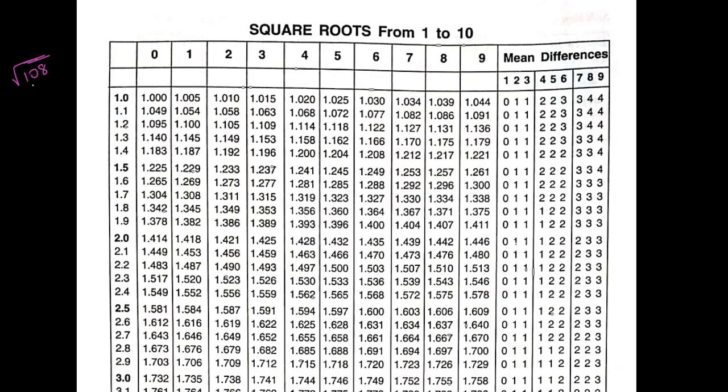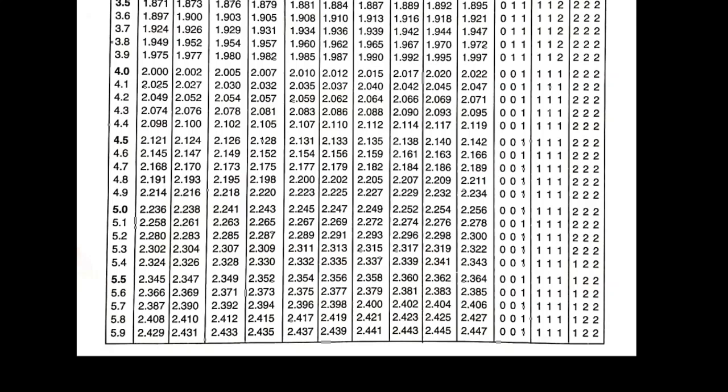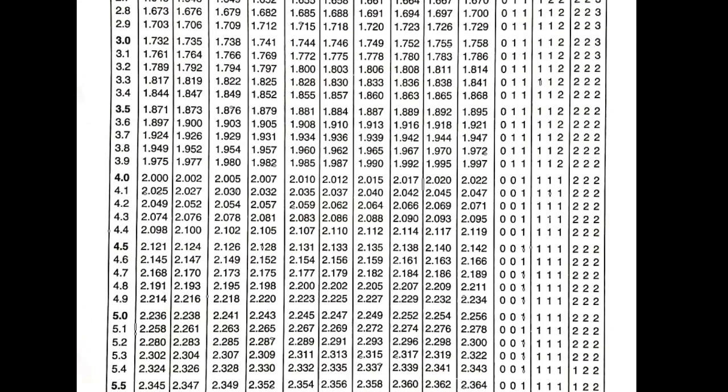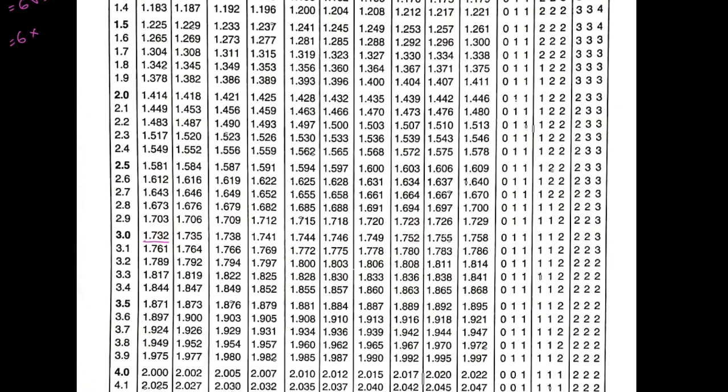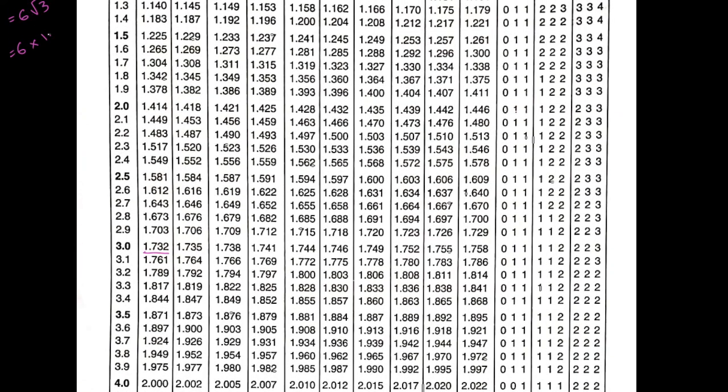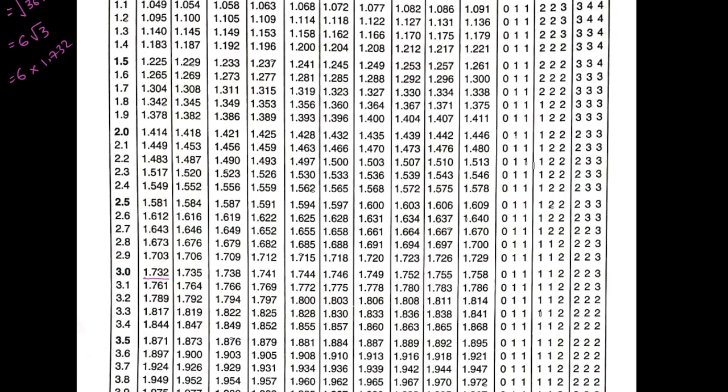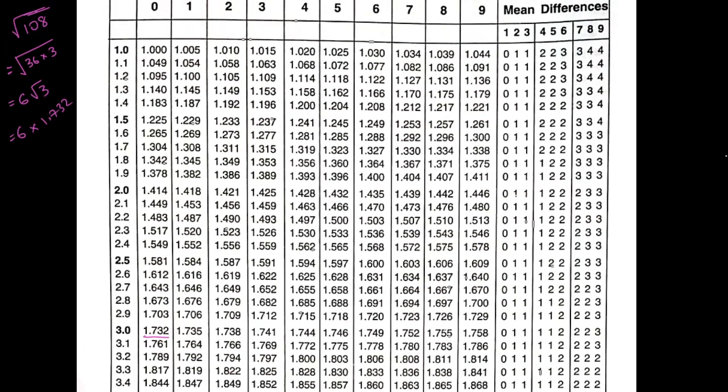What I can do is I can factorize this number, right? So if you factorize it and see, it's basically 36 into 3, right? And 36, as we know, is the square of 6. So this can be written as 6 root 3. So all I need to do is, I have the value of 6. The value of root 3 I can find from the table, which is 1.732. I want to use that value. Here, 6 into 1.732. Right? So 6 into 1.732, if I calculate that, I get the value of square root of 108. Now that is one way of solving it.